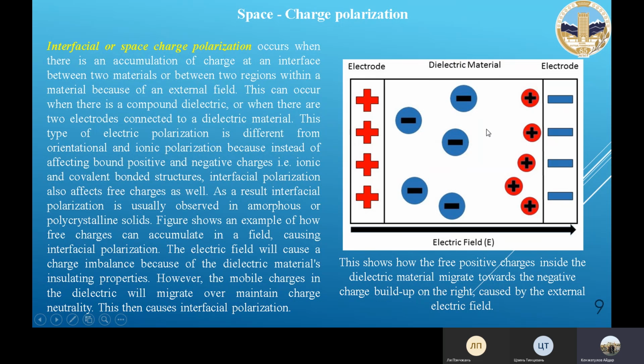This type of electric polarization is different from orientational and ionic polarization, because instead of affecting bound positive and negative charges in ionic and covalent bound structures, interfacial polarization also affects free charges. As a result, interfacial polarization is usually observed in amorphous or polycrystalline solids. The figure shows an example of how free charges can accumulate in a field.